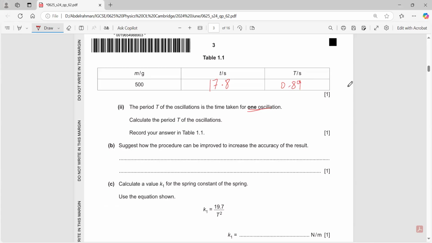Suggest how the procedure can be improved to increase the accuracy of the result. How can I increase the accuracy of the result? Think about it. Yes, you can increase the number of oscillations. Increase the number of oscillations.